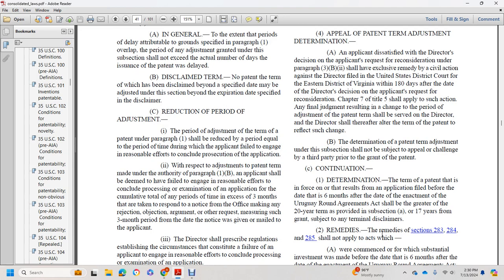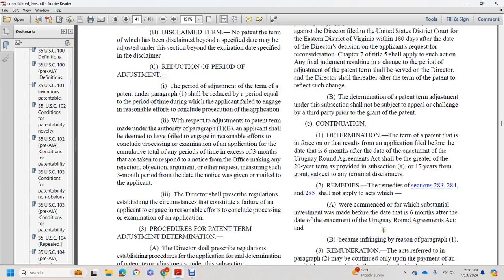Continuation of the termination of the term of the patent and the result of the application filed before the day of the 6 months after the day of the enactment of the Uruguay Round Agreements Act shall be granted the 20-year period provided in subsection A, with the 17-year grant subject to terminal disclaimers.